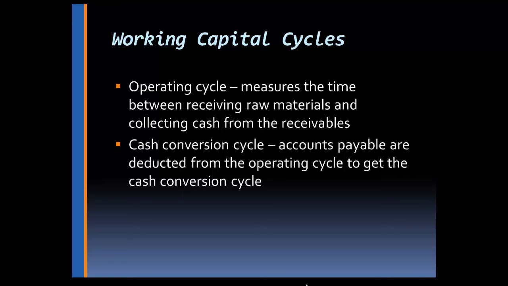The operating cycle measures the time between when we receive the raw materials into inventory and when we collect the cash from the receivable. So we're focusing on inventories and receivables. Now the cash conversion cycle is arrived at by looking at the accounts payable cycle and deducting it from the operating cycle. In other words, how many days are outstanding to collect our money, and then we subtract from that the number of days we take to pay our vendors. So that becomes the cash conversion cycle.